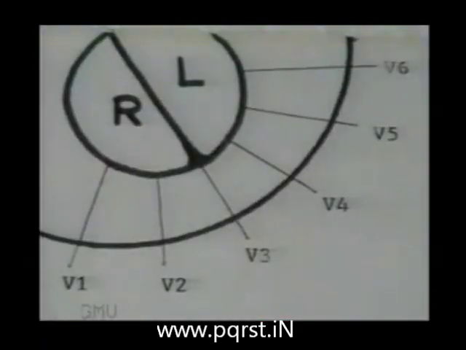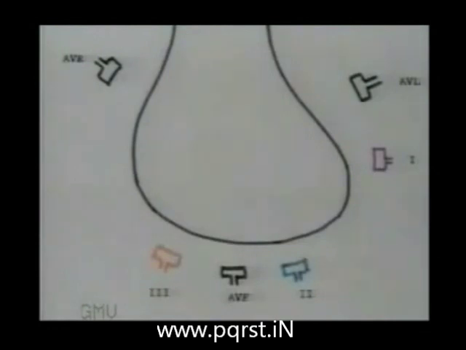Mark V4 in the mid-clavicular line in fifth intercostal space. The point midway between V2 and V4 is V3. Now mark V5 and V6 in the same horizontal level as V4 in the anterior axillary line and mid-axillary line in the 6th and 7th intercostal spaces respectively. Thus we have 6 standard chest leads, and this is a diagrammatic horizontal cross-section of the chest. Observe that the leads V1 and V2 face the right ventricle, V3 faces the interventricular septum, and V4, V5 and V6 face the free wall of the left ventricle.